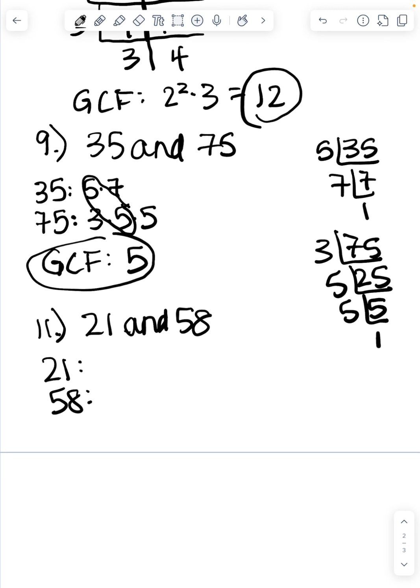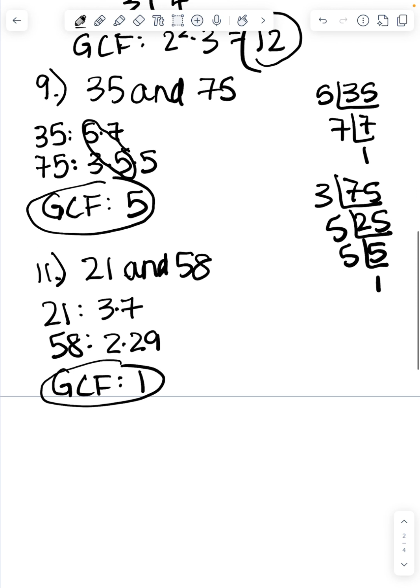So 21, the prime factorization is 3 times 7. And 58, the prime factorization is 2 times 29. These do not have any like prime factors. That means you've got to just go with 1. So in this case, the GCF is just 1. It's the only common factor that they have.